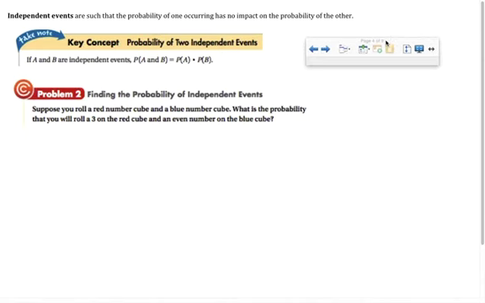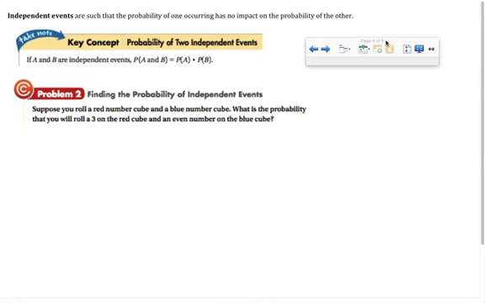We're also talking about independent events versus dependent events. Independent events are such that the probability of one happening has no impact on the probability of the other. For example, if I have 2 coins and I'm flipping one coin and then flipping the other, flipping heads on one coin does not affect the probability that I will flip heads on the other coin. They are independent events. So when I'm trying to find the probability of 2 independent events, I find each separate probability and then multiply them together.